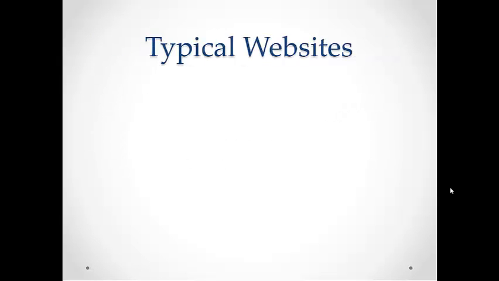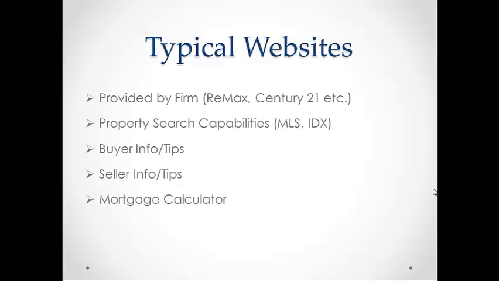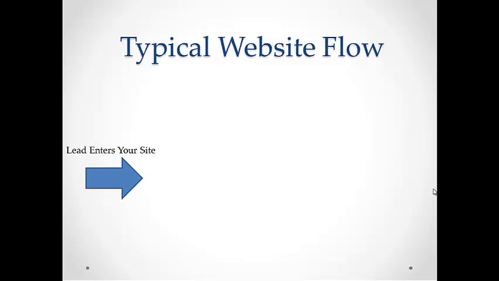So let us look at your typical real estate websites or luxury real estate websites. Now, they're typically provided by the franchise company or either created by the broker companies such as Remax, Century 21, Christie's, Sotheby's, Keller Williams. They all provide a website template. They typically allow the user to do a property search using MLS or IDX, which is information data exchange. They provide stuff like buyer info and tips, seller info and tips, mortgage calculators, local neighborhood information.